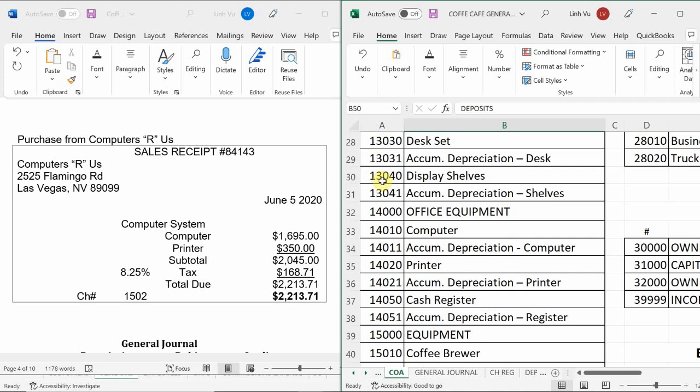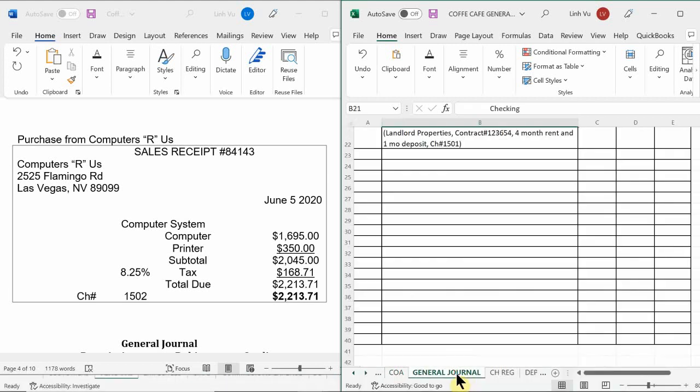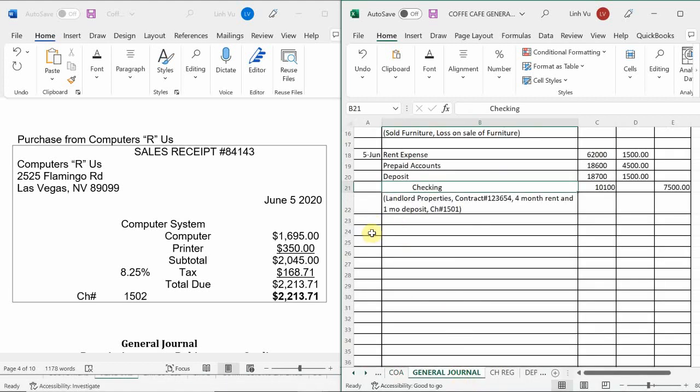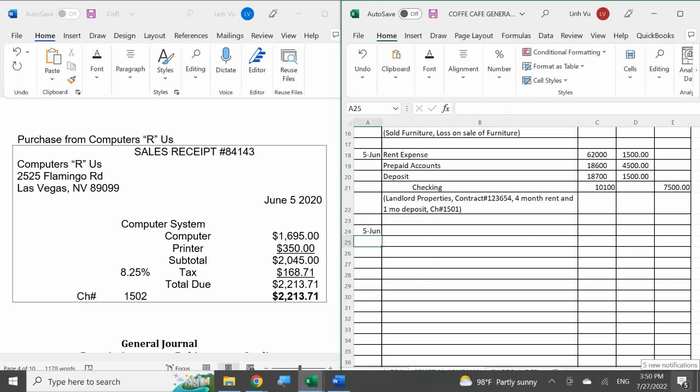And of course, we paid using a check, so we have all the information we need. All right, so it's 6.5. We purchased a computer, 14,010, and we bought a printer, 14,020, and we paid with a check. So we decrease our checking account.